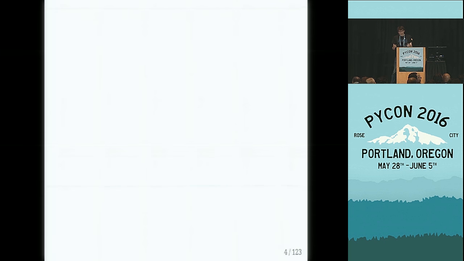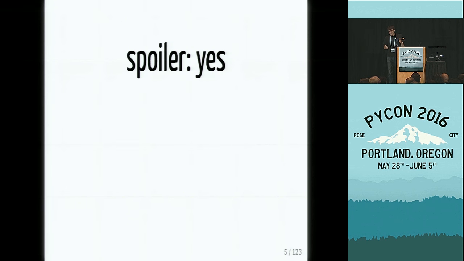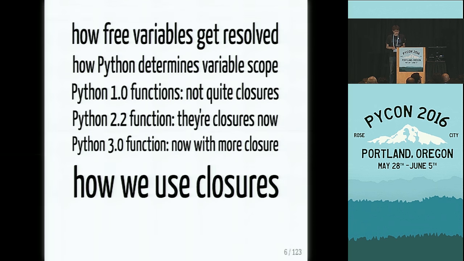Spoiler, the other question I get is, does Python have closures? And we're going to come away with yes. Yes, it absolutely has closures. It totally has closures. But we'll discuss the variations of that answer. To get there, we're going to talk about how free variables are resolved in Python, how Python determines variable scope, and then take a history through Python's evolution with respect to scoping issues. And then finally, we'll talk a bit more about how we use closures.